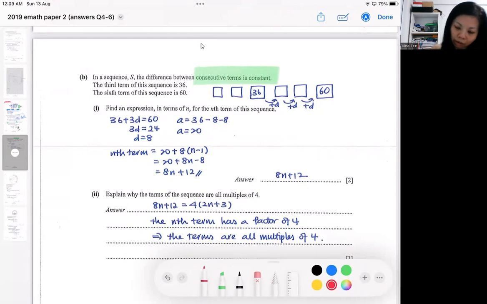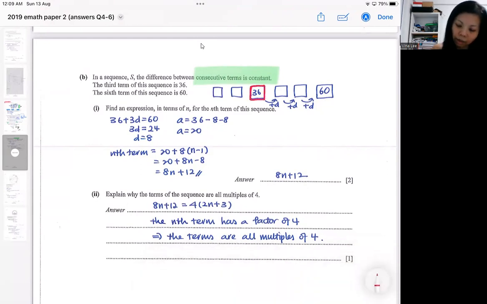So in this question, they gave us the third number and they gave us the sixth number. So you will have added the same number 3 times. So you can do algebra for this. That means from 36, if you add the number 3 times, you will get to 60. You can find the common difference. But of course, there are some students who don't do algebra. They will use primary school math. So they will do something like this, divide by 3, and they will also get the same difference.